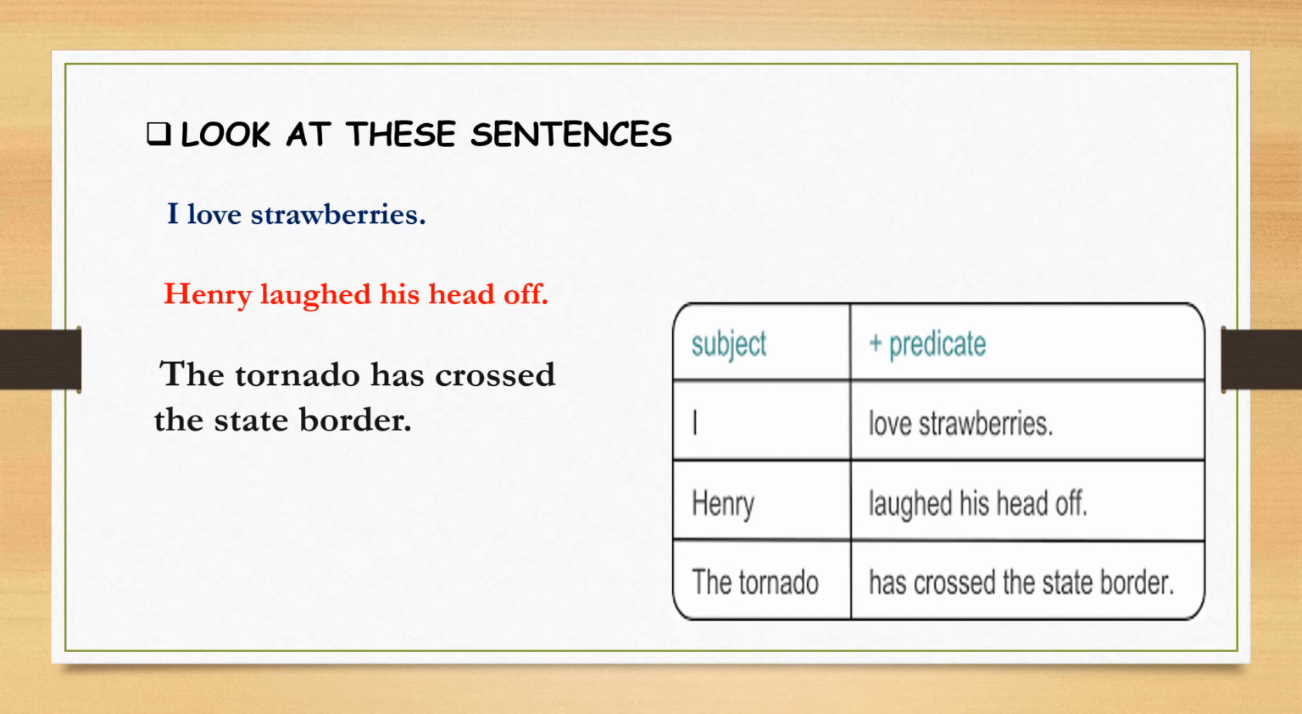The tornado has crossed the state border. What crossed the state border? The tornado. We are speaking about the tornado. So it becomes the subject, whereas has crossed the state border, because it is telling more about the subject, becomes the predicate.